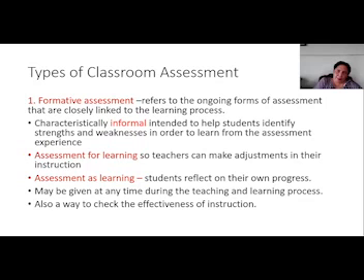Now, assessment for learning. Why is this done? Assessment for learning is done so the teachers can make adjustments in their instructions. So at the end of the lesson, the teacher gives a formative assessment and sees that barely half of the students got a satisfactory rating. So what can the teacher do? Right? The teacher must make adjustments in their instruction. So that when the teacher does it, the teacher is doing assessment for learning.